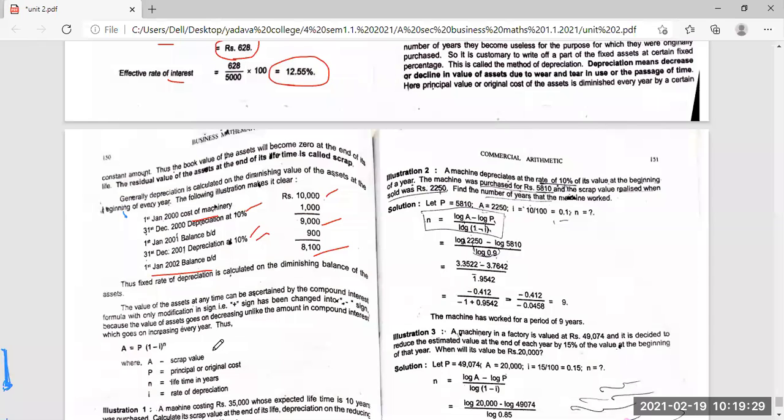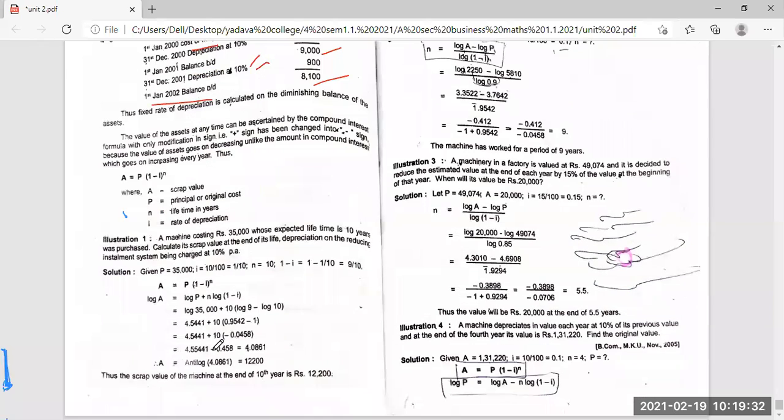So now how they do it is, here you have a machine costing 35,000 whose expected lifetime is 10 years, was purchased. Calculate the scrap value at the end of its life. That is depreciation. Scrap value means we have to see how much depreciation there is. So depreciation on the reducing installment system is charged at 10% per annum. So given P is equal to 35,000, I is 10%. As usual, n is also expected, this is a period. n is 10 years. So don't get confused. This is percentage. This is n.